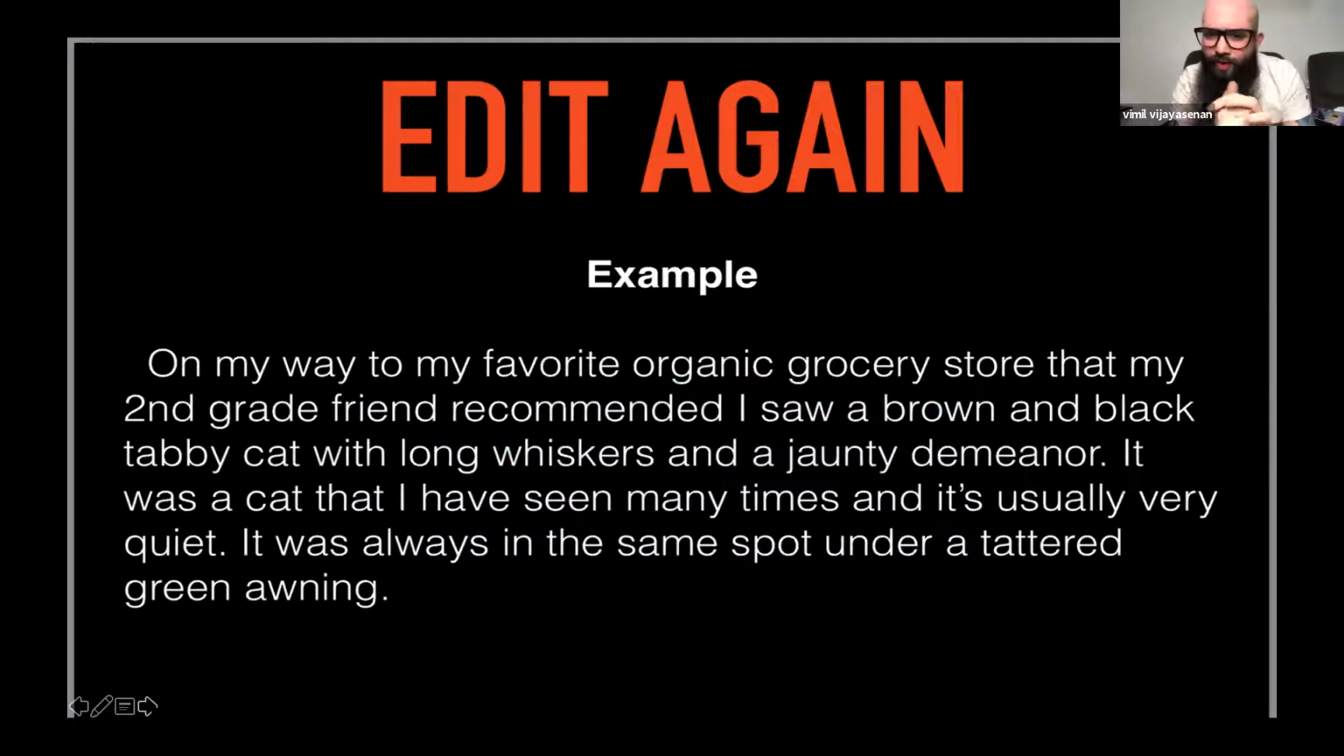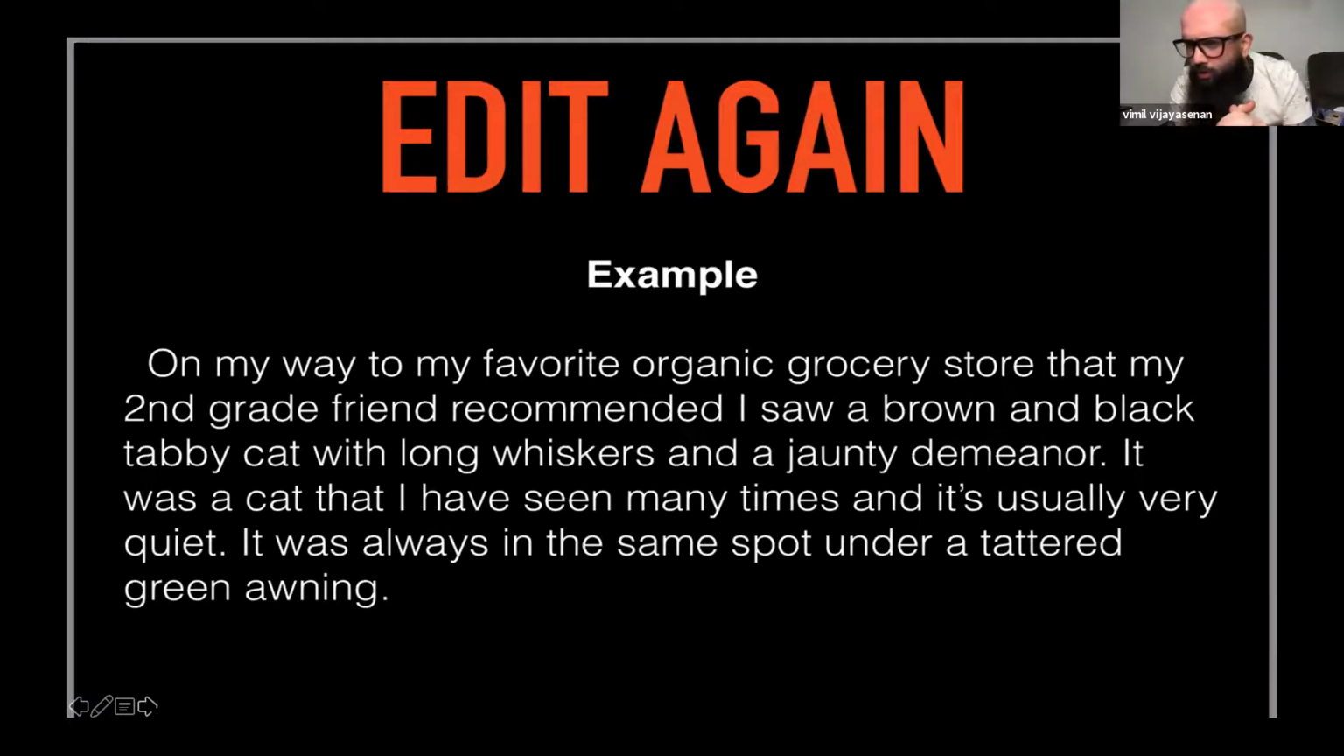On my way to my favorite organic grocery store that my second grade friend recommended, I saw a brown and black tabby cat with long whiskers and a jaunty demeanor. It was a cat that I have seen many times and it's usually very quiet. It was always in the same spot under a tattered green awning. Can someone different who did not respond before try this?